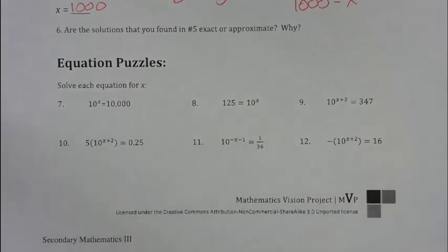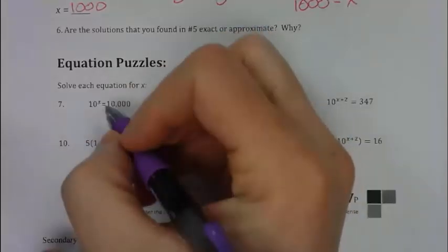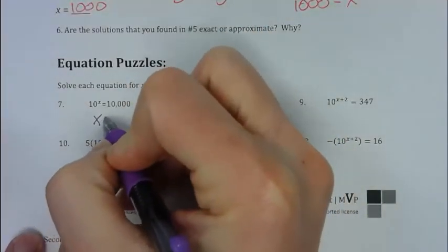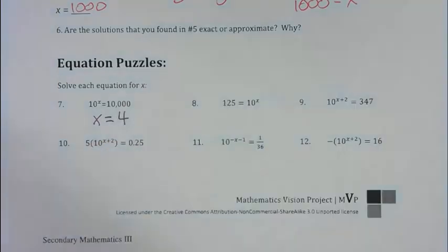In number 7, we have 10 to the x equals 10,000. Sometimes you'll have equations where you will just know the answer. We mentioned before 10 to the third power equals 1,000. Well, that would mean that 10 to the fourth power has to equal 10,000. So we can just say right away that the answer is 4. And that's very possible in lots of different examples. You might just know the exponent that's going to be giving you the answer. 8 is a little bit harder, but not by much.